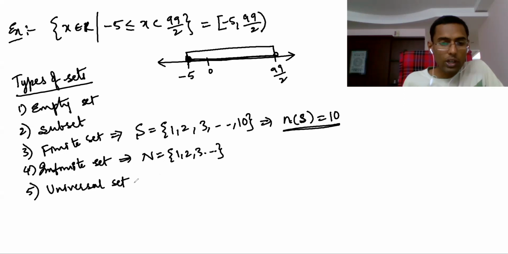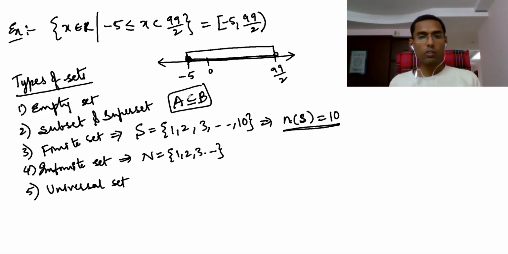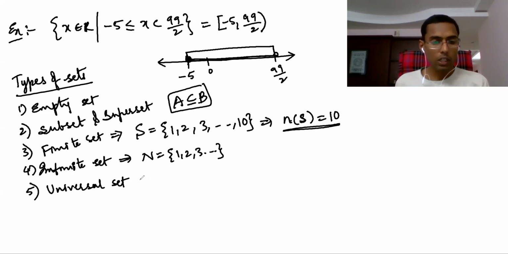Universal set. Whenever I write subset, you can understand superset also. If A is a subset of B, we write A ⊆ B. Then we say B is a superset of A. If A is a subset of B, then B is called a superset of A. Anyway, here, universal set.